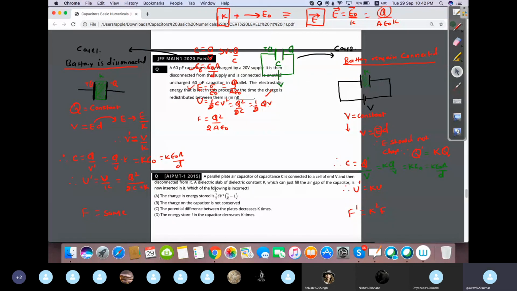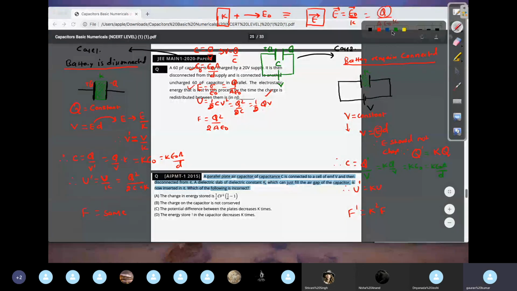Okay, so let's see this question. What is given to you in this question? A parallel plate air capacitor of capacitance C is connected to a cell of EMF V and then disconnected from it. A dielectric slab of constant K is inserted inside the capacitor. Which of the following is incorrect? So for incorrect, B is incorrect. Why? Because charge is conserved. Earlier we wrote that charge is constant. Q remains constant in this case. So straight away we got the answer for the question.